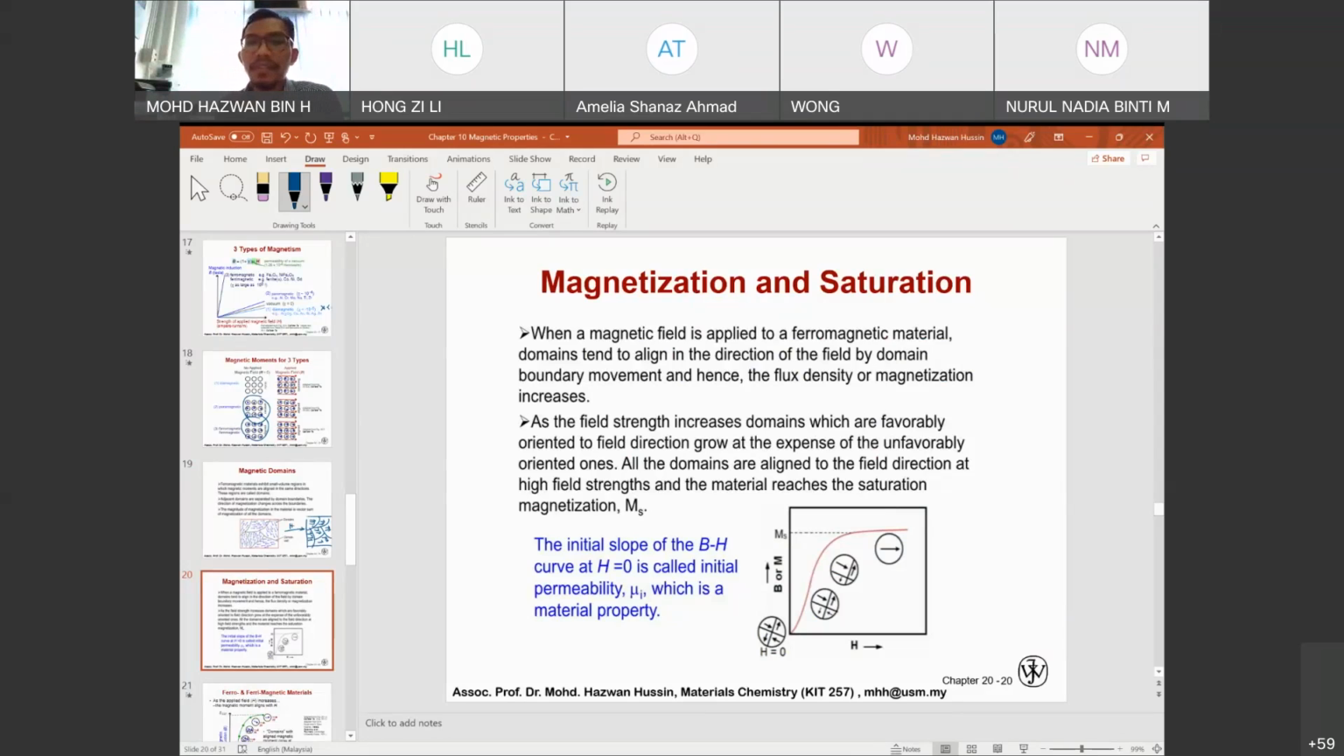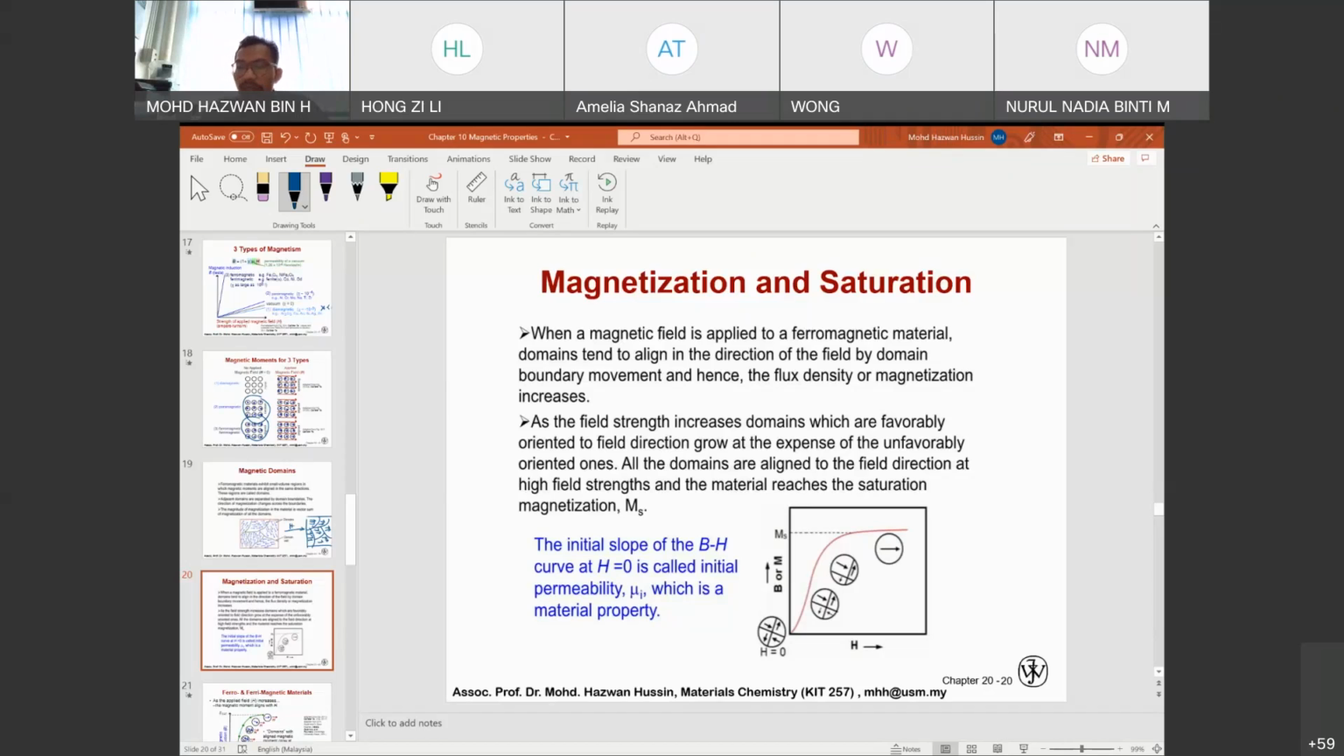So when a magnetic field is applied to a ferromagnetic material, domains tend to align in the direction of the field by domain boundary movement, and hence the flux density or magnetization will be increased. As the field strength increases, domains which are favorably oriented to the field direction grow at the expense of the unfavorably oriented ones. All the domains are aligned to the field direction at high field strength, and the material reaches the saturation magnetization, or so-called MS.